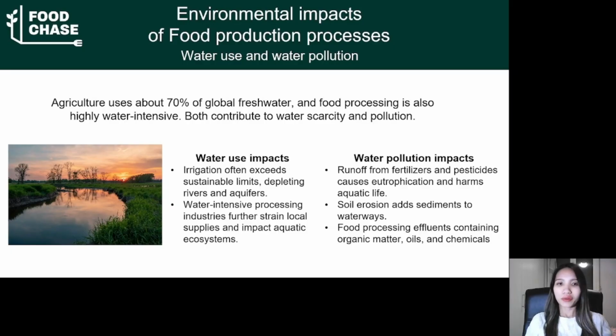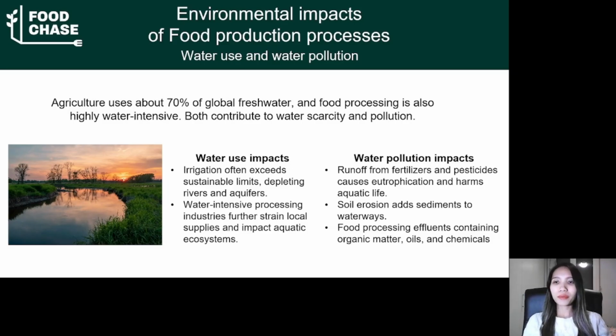Considering the water use, irrigation often exceeds the sustainable limit, depleting rivers and aquifers. The processing stage also has operations that are very water intensive. That further strains local supply and impacts aquatic ecosystems.